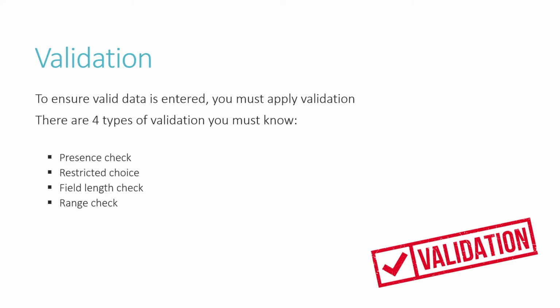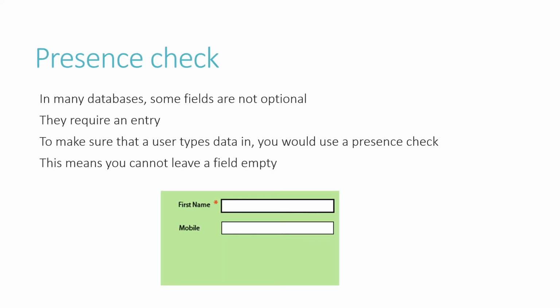Let's look at validation. To make sure that what's being entered into your database is valid, you would apply data validation. There are 4 types that you need to know. You've got presence check, restricted choice, field length check, and range check. And I guarantee you probably already know all of these, but let's take a look anyway just to make sure. Presence check. This is when you try and skip a field, but you actually have to enter data in there. It's a required field. You'll have seen this before, and you can see in the picture that the first name field has an asterisk next to it, meaning it is required. You cannot leave that blank. That is a presence check.